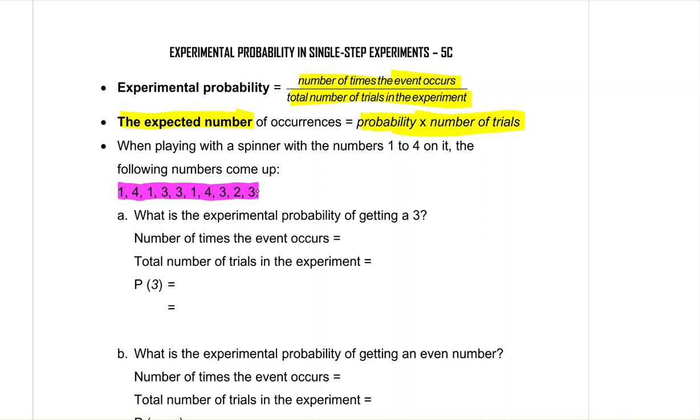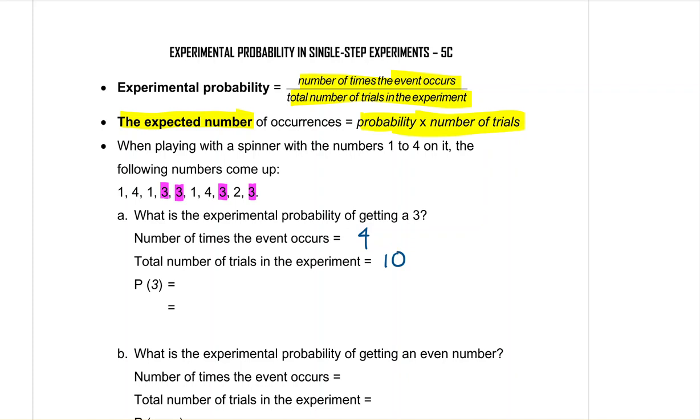Well, when I look through that list, the number of times that I get a 3 is, there's 1 here, 2, 3, 4. There is 4 times that I get a 3. Okay, so that's the number of times that the event occurs. Then I also need to know the total number of trials in the experiment. That's how many times did I spin that little spinner. And so I just want to count up all the numbers, whether they're 3s or not. I count up all the numbers in that list. 1, 2, 3, 4, 5, 6, 7, 8, 9, 10. There are 10 times that we spun that spinner.